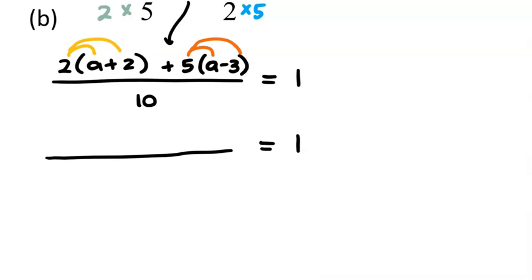Okay, so expanding those brackets. 2 times a is 2a. 2 times 2 is 4. Plus 5a minus 15. It is important to notice, here we're doing positive 5. I like to scoop up that sign with that number. So positive 5 times a gives us 5a, positive 5 times negative 3 gives us negative 15. And that's still over 10.